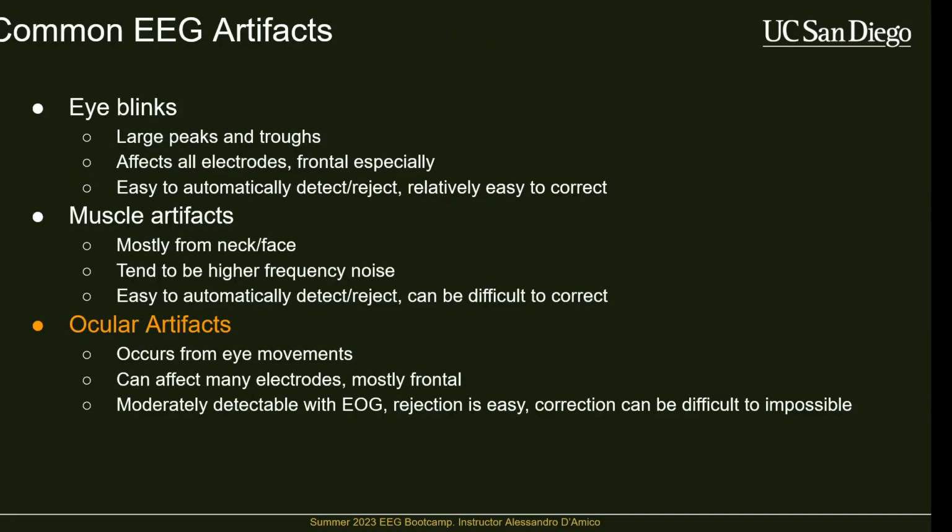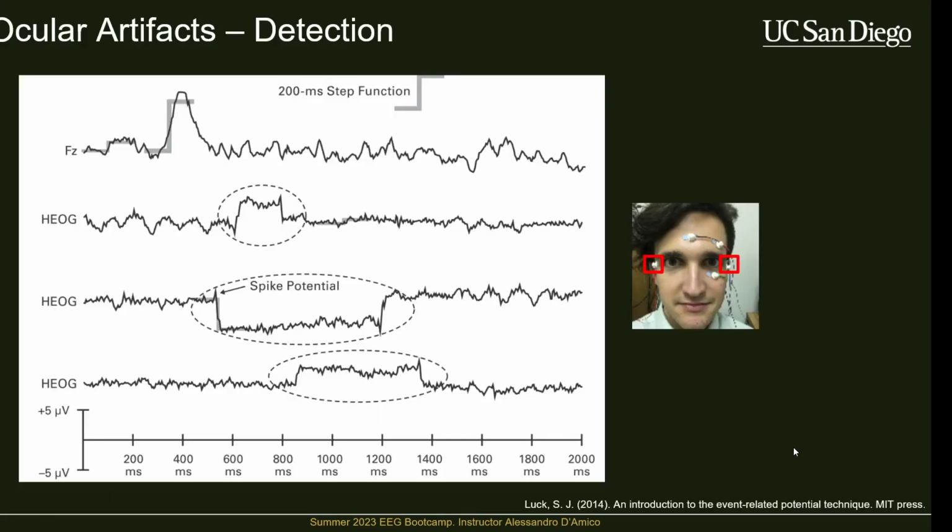Okay, now ocular artifacts. This is not necessarily exclusive to blinks. This can be ocular artifacts due to moving the eyes. This can affect many electrodes, but it's going to be most prominent on the frontal electrodes. And you can detect this with EOG. Rejecting is easy, same with eye blinks, but correction can be difficult, and some of these artifacts can be impossible to correct.